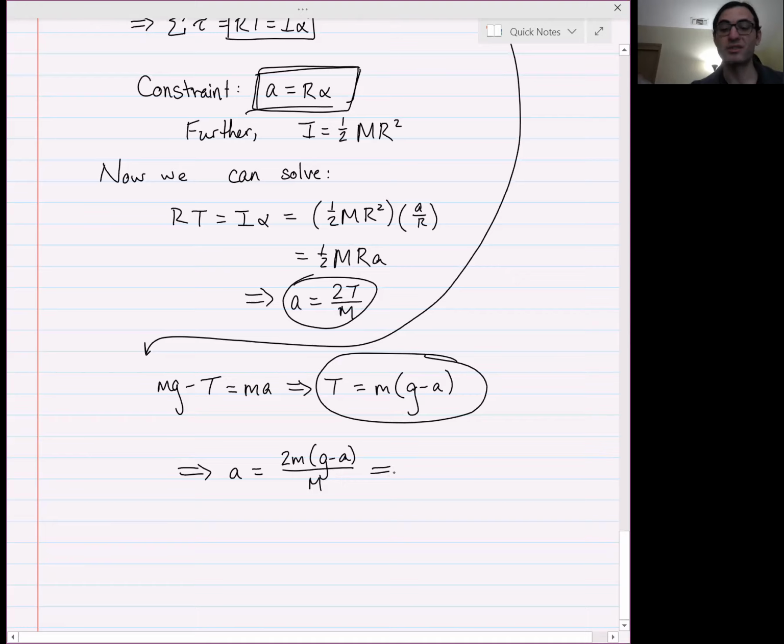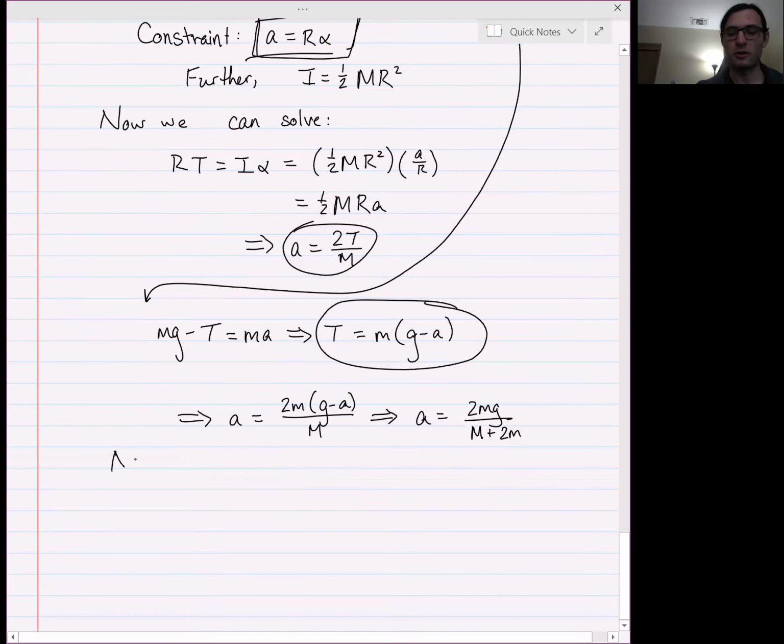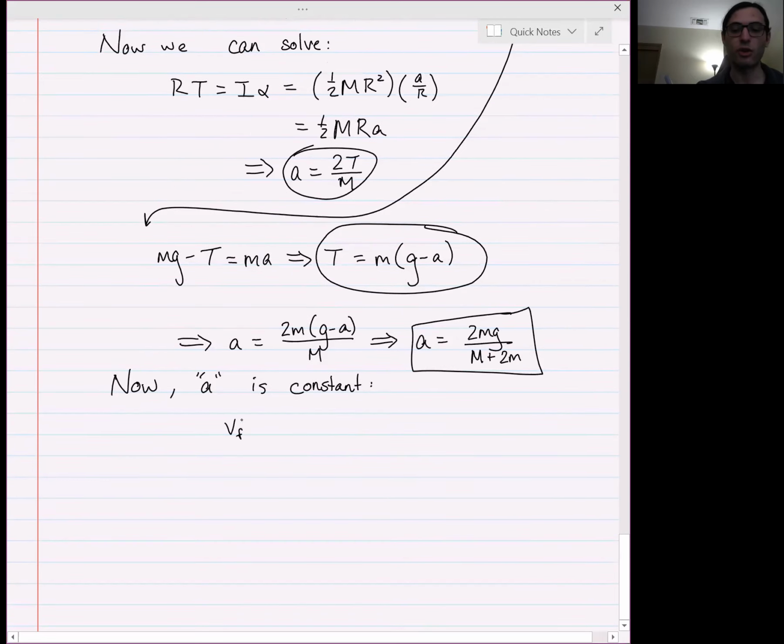And so we can solve this equation. This gives us that a is equal to 2mg divided by M plus 2m. Now, looking at this equation for the acceleration, which is the downward acceleration of the block, we see that it's positive and constant, right? The fact that the acceleration is constant tells us that we can use our standard kinematic formulas. We can use the formula vf squared minus vi squared equals 2ah. That's totally valid.